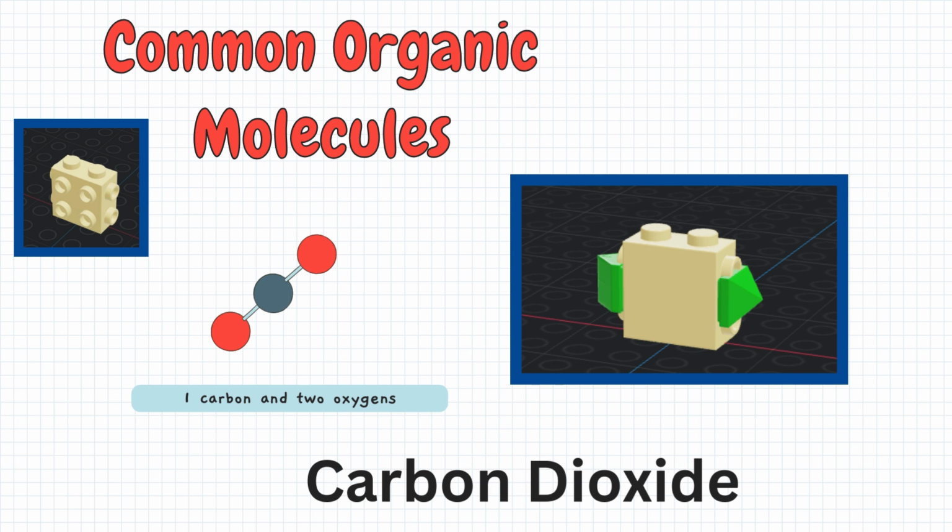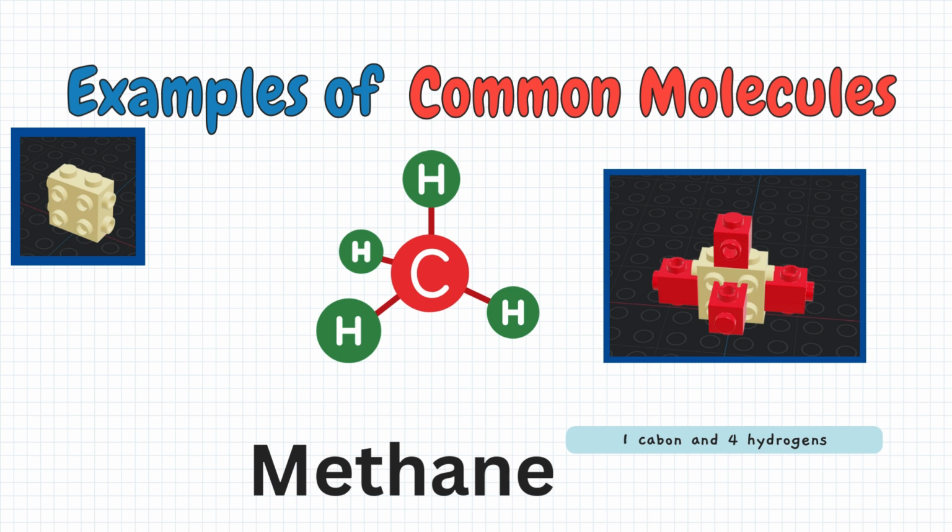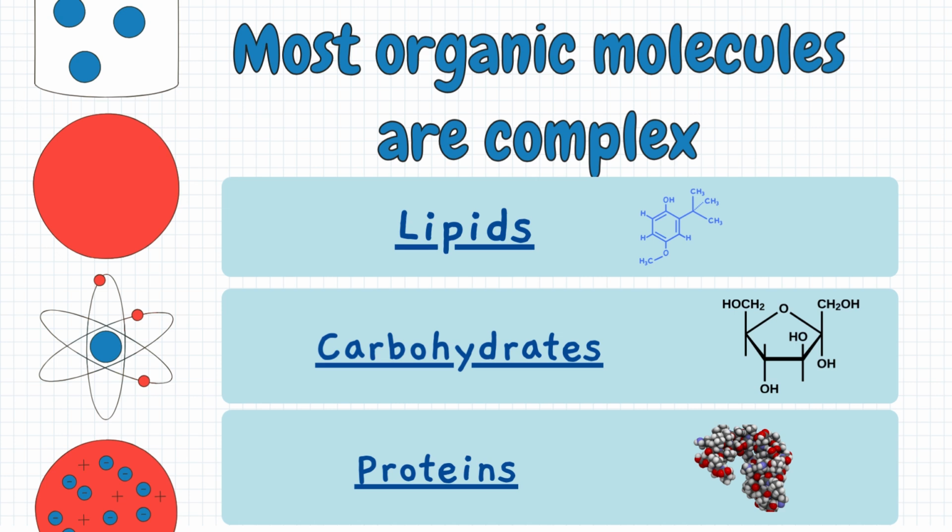So here are some common organic molecules. First, we have carbon dioxide, which is just one carbon bonded with two oxygens. So this is a very simple organic molecule. Methane is one carbon bonded with four hydrogen atoms. But most organic molecules are not so simple. Our bodies are made up of very complex organic molecules. Here are three examples: lipids, carbohydrates, and proteins.